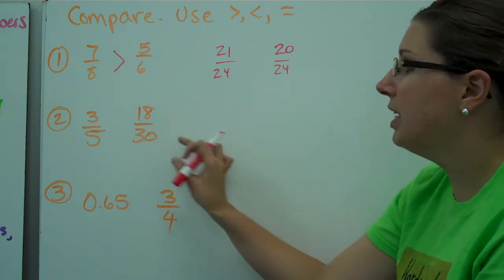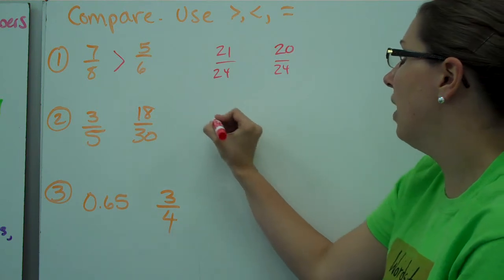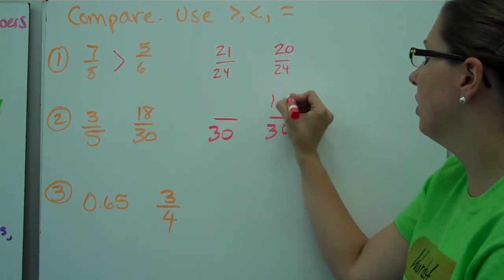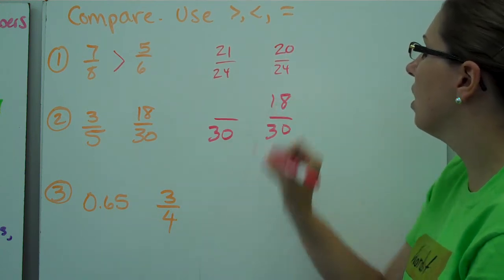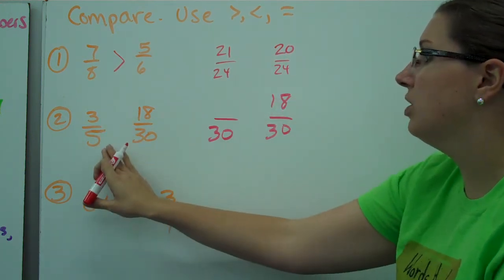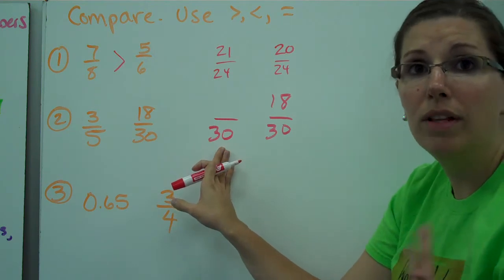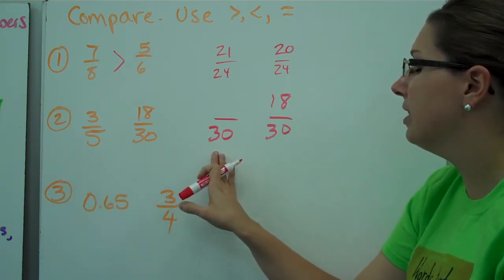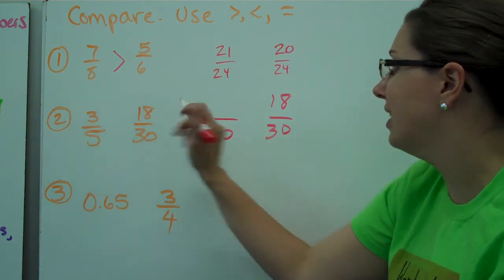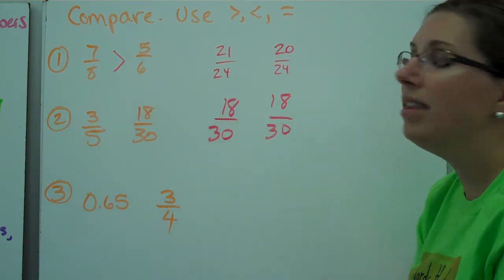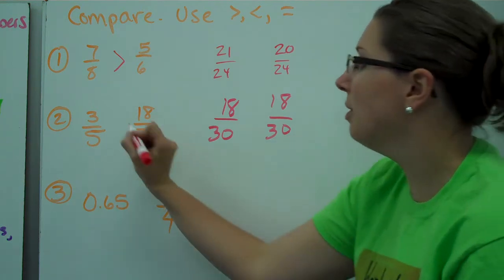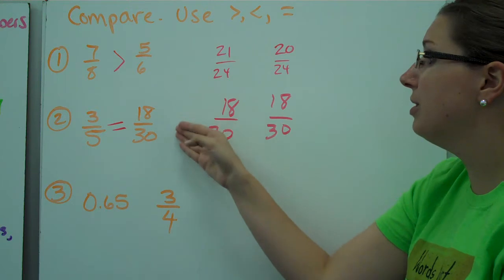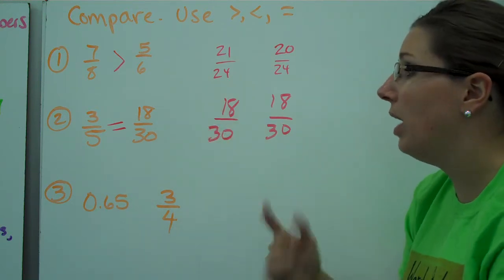So I've got 3/5 and 18/30. My common denominator is going to be 30. This one's already done for me. So now I just have to change 3/5 to an equivalent fraction with a denominator of 30. 5 goes into 30 6 times. 6 times 3 is 18. Well, looky there. I've got the same number, so I'm going to put an equal sign between them. Another way I could have done this is reduce 18/30 to see what I would have gotten.